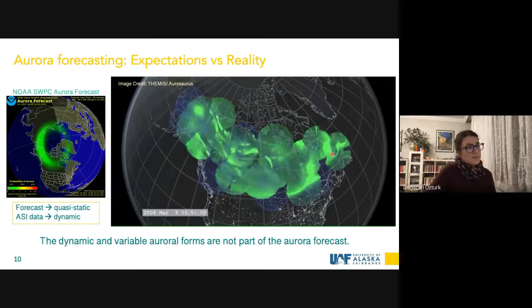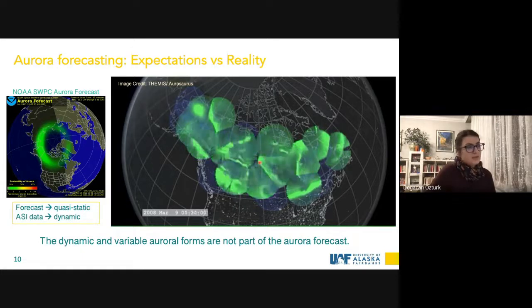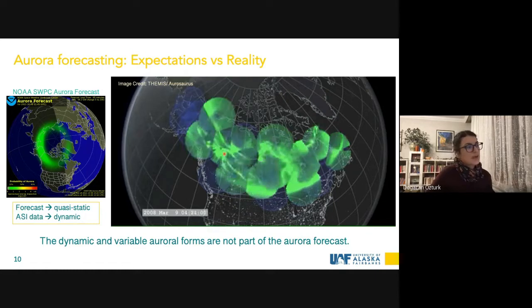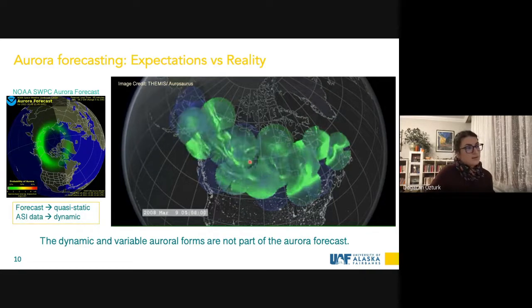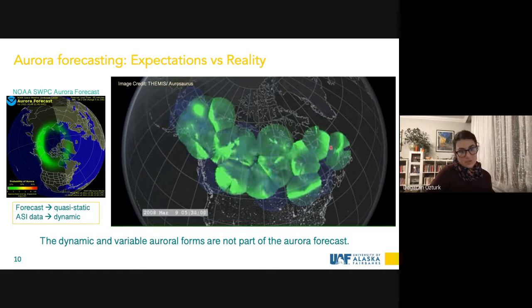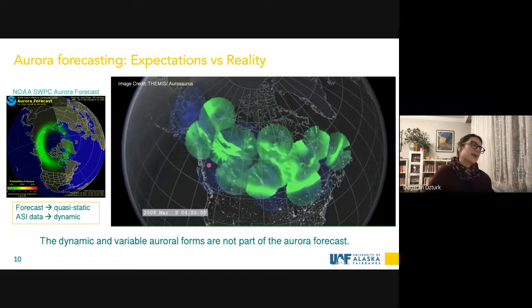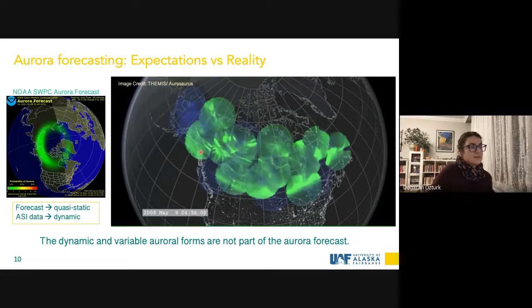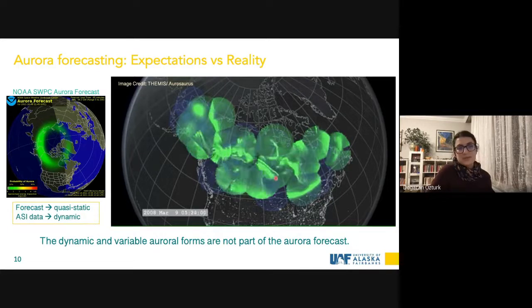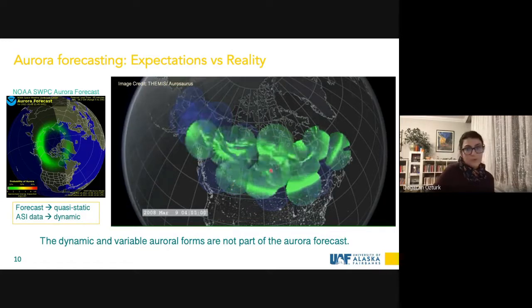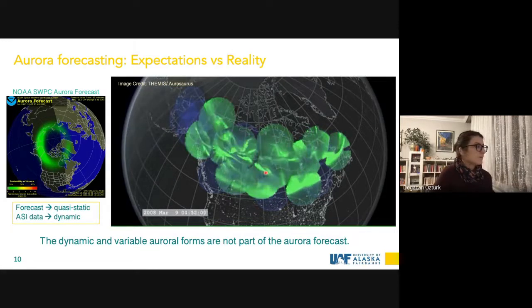But when you look at THEMIS all-sky imager mosaics here, you can see there are lots of different structures. For example, you can see more thin arc-like structures. You can see propagation towards the east and the west. You can see north-south aligned brightenings propagating. So basically, there are much more structures going on. This is the dynamic type of aurora that we referred to in the beginning of this talk.